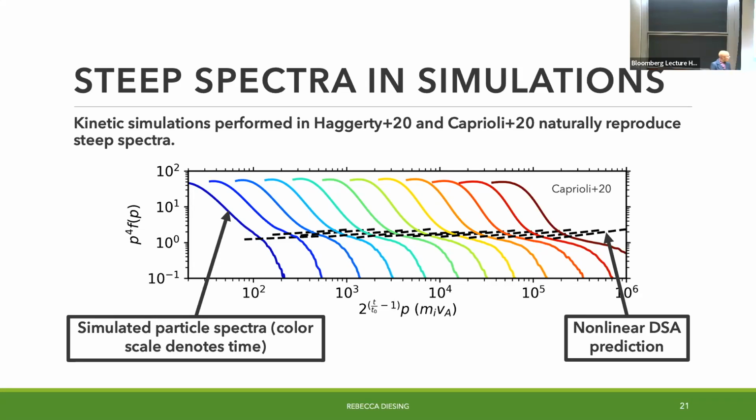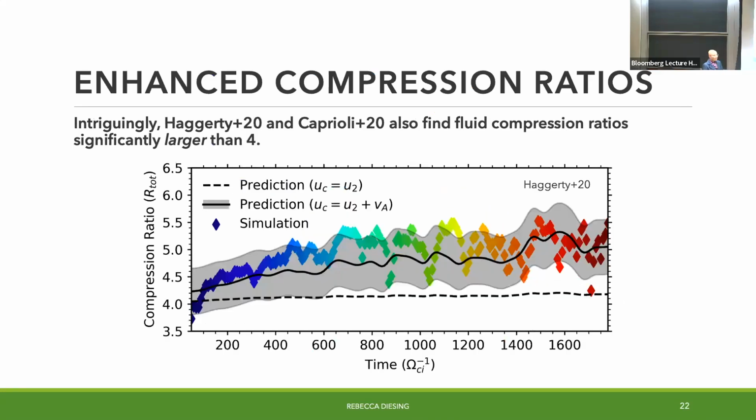The other thing that I will mention is that at the same time as they are seeing steep spectra, they are actually seeing enhanced compression ratios. And if you remember the relationship I showed you earlier, a larger compression ratio should give you flat spectra, but here we see the opposite. We actually have steep spectra at the same time as compression ratios that are larger than 4.